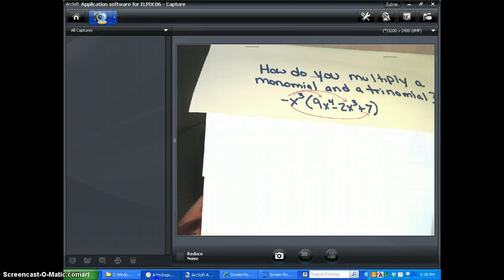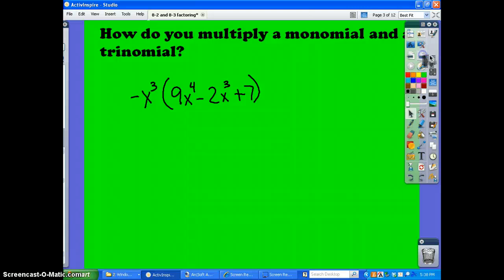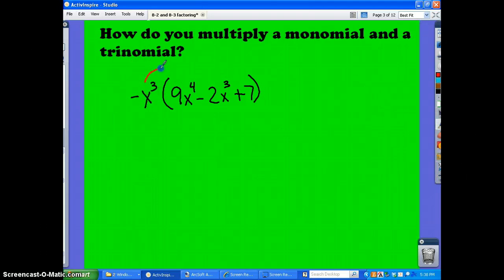Alright, so let's get over to the actual lesson. So, how do you multiply a monomial and a trinomial? Once you write that question, we're going to work through this. First thing, as you look at this problem, you notice you have parentheses. So we have a distributive property before we do anything else.